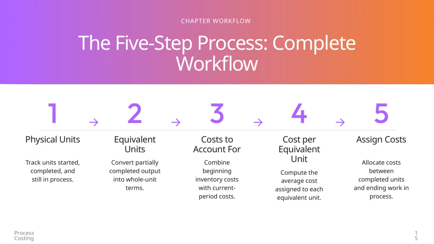Here, we combine the costs from beginning inventory with the costs incurred during the current period. Then, in step 4, we calculate the cost per equivalent unit by determining the average cost assigned to each equivalent unit. Finally, we assign costs by allocating them between completed units and the ending work in process. This 5-step process helps ensure accurate and organized cost tracking in process costing.